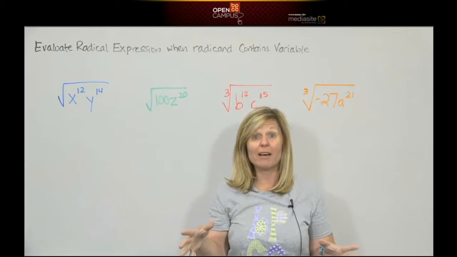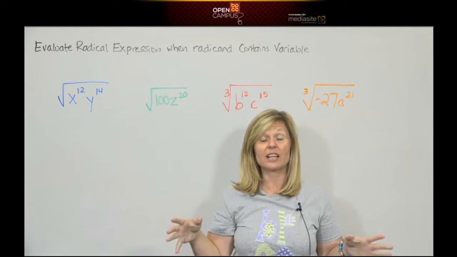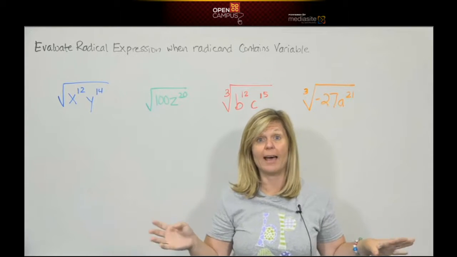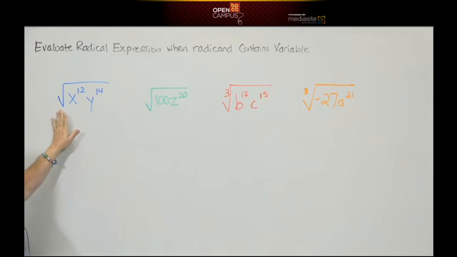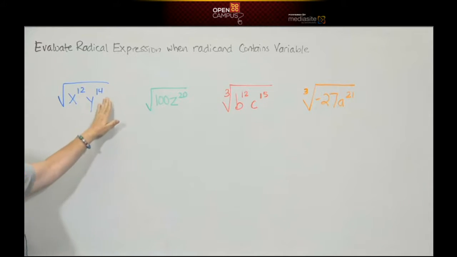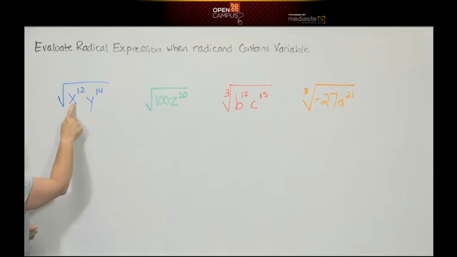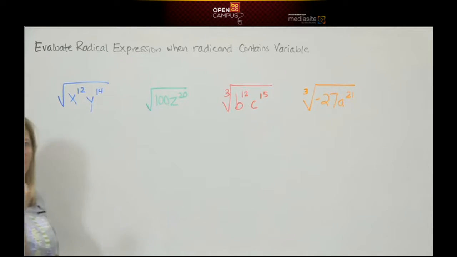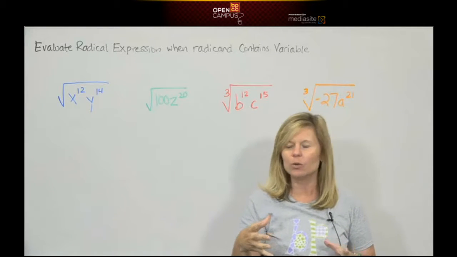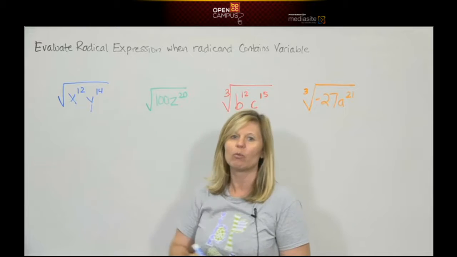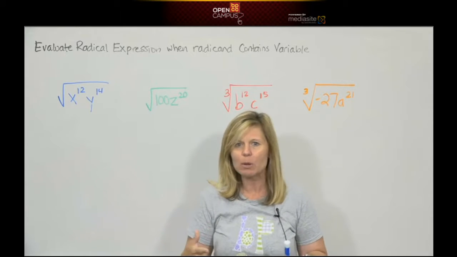Okay, let's now evaluate some radical expressions that contain variables. Let's do some real algebra. So if you look here at my first expression, I have the square root of x to the 12th, y to the 14th. The first thing I want you to notice is there's two terms here inside the radical that are connected by multiplication. So what we can do is we could technically rewrite this as two radicals, just like we've been doing for division.